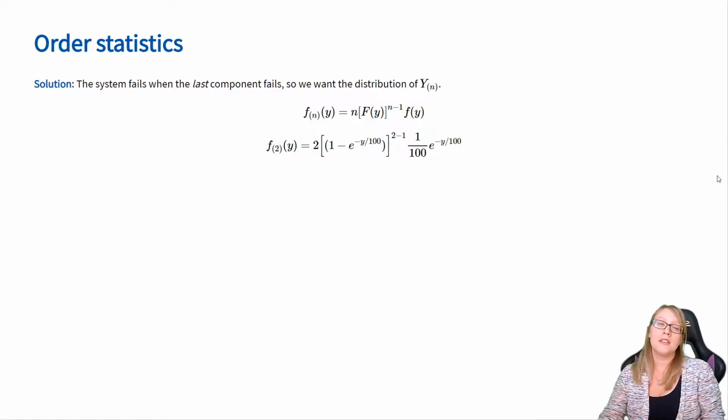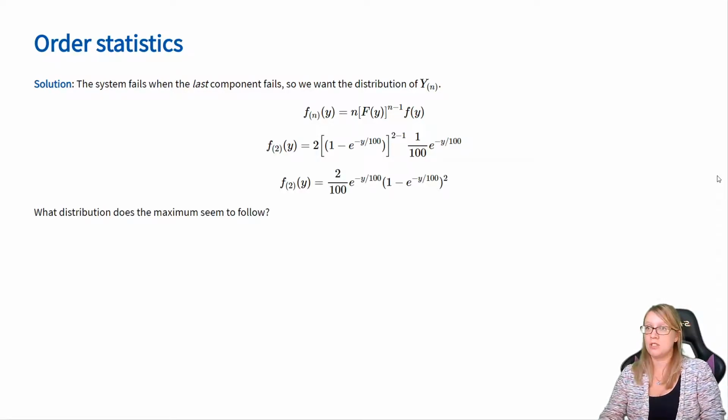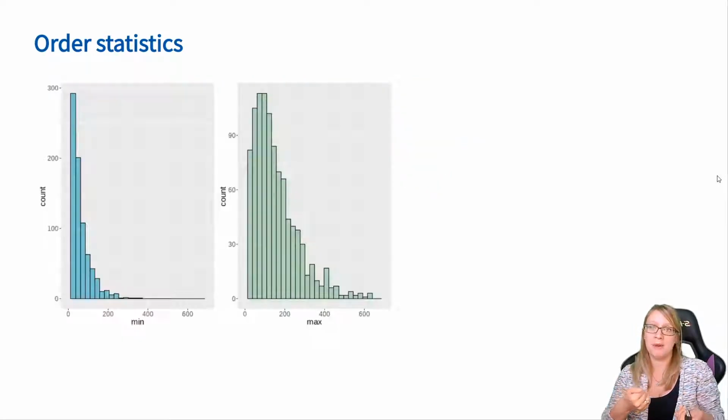Again, plugging in the CDF because we are familiar with it from the exponential distribution, we get something that looks like this. Now, unfortunately, the CDF of the maximum is not one of the named distributions. So the maximum of exponential distributions does not itself follow an exponential distribution, just the minimum.